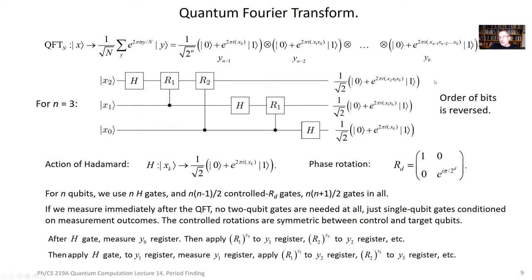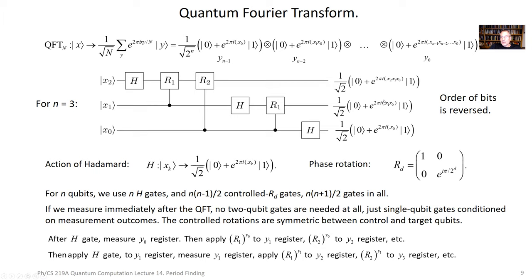In this Y0 register, what I want is this state. That's what the Fourier transform is supposed to do in that register. And I claim the circuit does that. So first of all, the Hadamard is applied, and here it's applied to the X2 register. So that's going to give me 0 plus e to the 2 pi i dot X2. So that got the most significant bit right here.